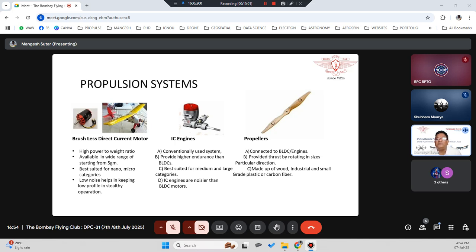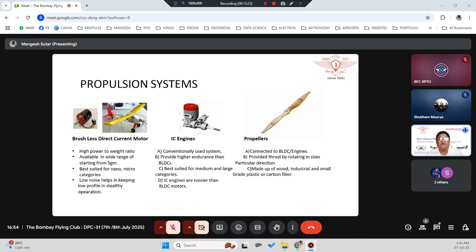So whatever is possible, whenever we are traveling from Bombay to Igatpuri, we are carrying some other equipment over there and keeping it for display. So propellers are made of wood, industrial or small-grade plastic, or even carbon fiber. Carbon fiber propellers are very expensive, but they are very lightweight.